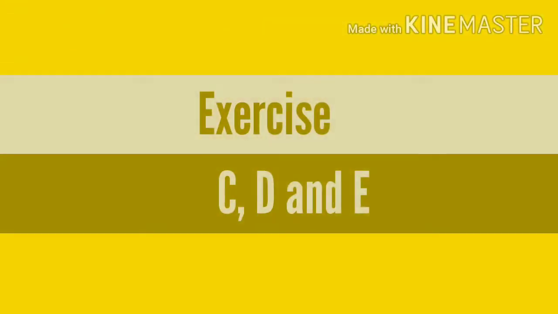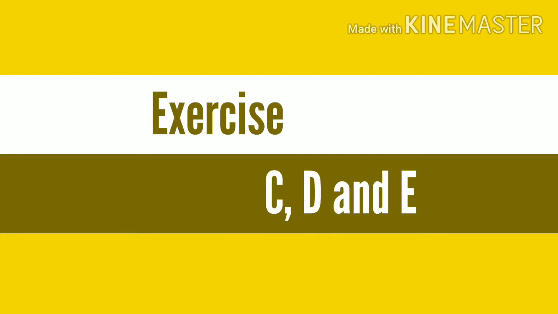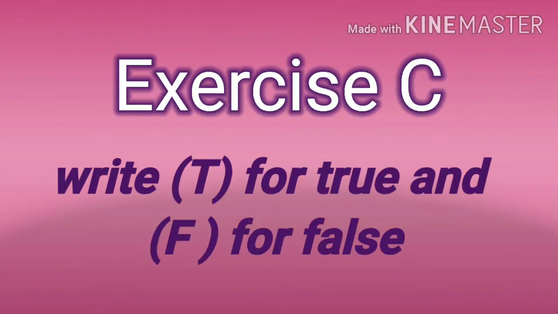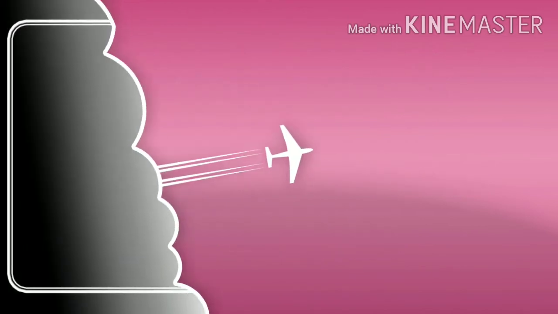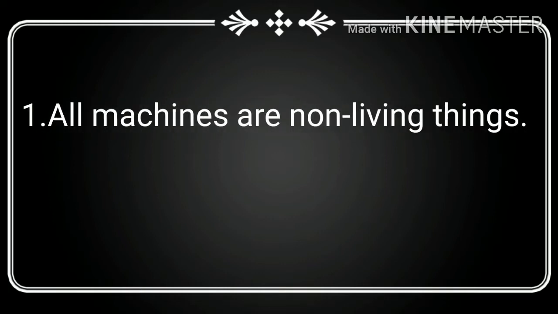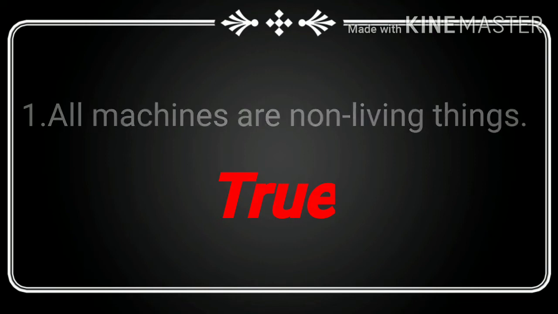As already said earlier, today we are going to do exercise C, D and E. So let us begin with exercise C. Write T for true and F for false. Number 1. All machines are non-living things. What is the right answer? It's true because machines are made by human.